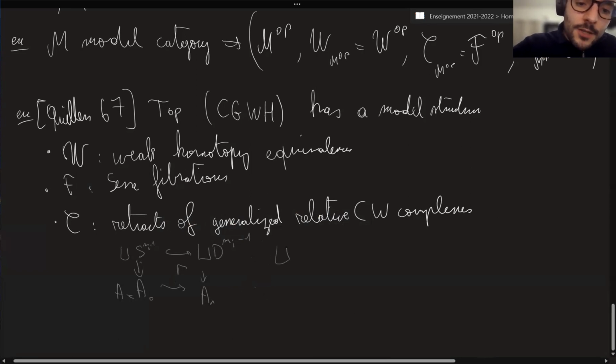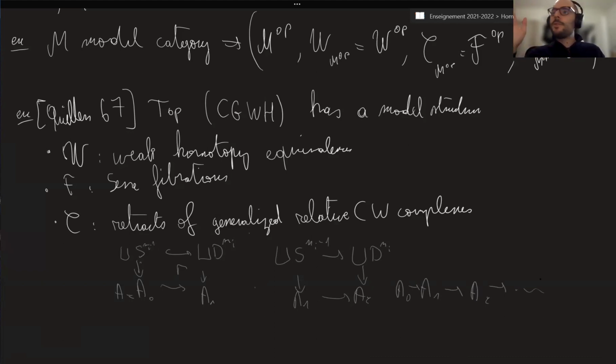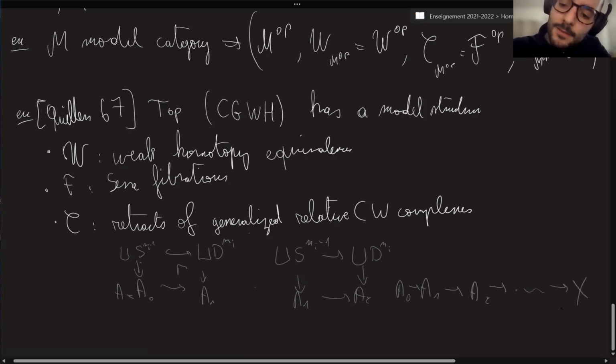Okay, then you do it again. You glue another bunch of disks to A1. And then you continue: A1, A2, starting at A0. And you can do it an infinite number of times. And in fact, if you know what that means, you can even do it an uncountable number of times. Like, you can add a lot of cells. If you are not comfortable with that, you can just think about the countable case. So you add an infinite number of cells, an infinite number of times, and so you have a colimit. And this composite is called the relative CW complex.